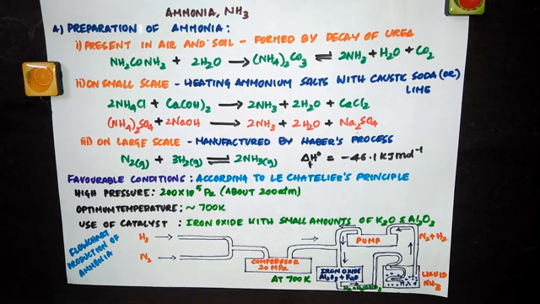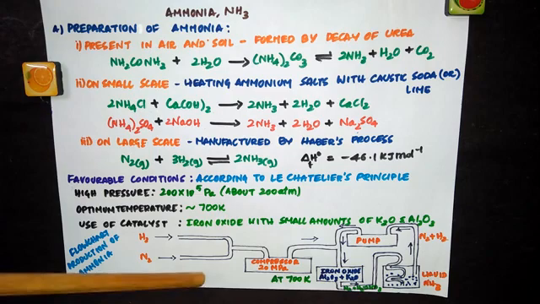So what are the favorable conditions according to Le Chatelier's principle for the manufacture of ammonia by Haber's process? High pressure, optimum temperature, which is actually a low temperature, but we are using an optimum temperature of approximately around 700 Kelvin. And the third one is the use of a catalyst.